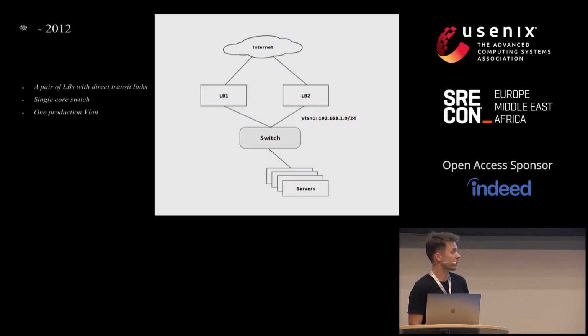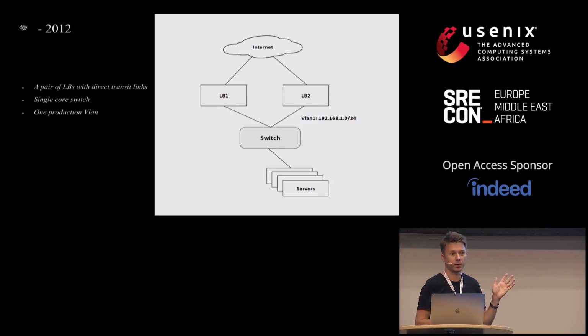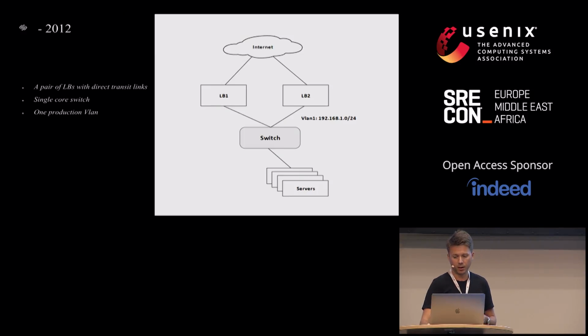So back to network architecture. In 2012 and before, we had a very minimalistic network. It was just a simple switch, a pair of load balancers with directly connected links from ISPs, and one VLAN. That was the default VLAN. It was selected because it was configured by default on the switch.